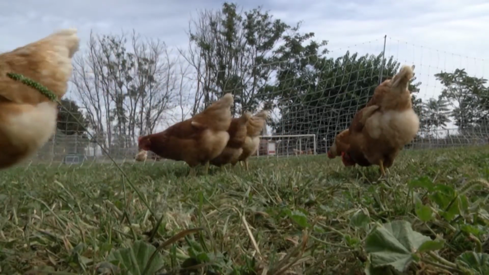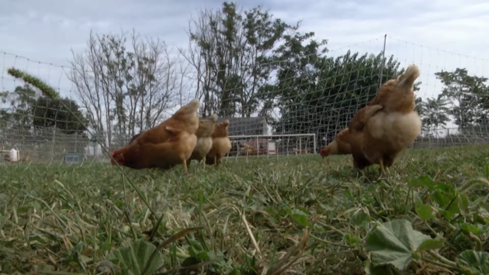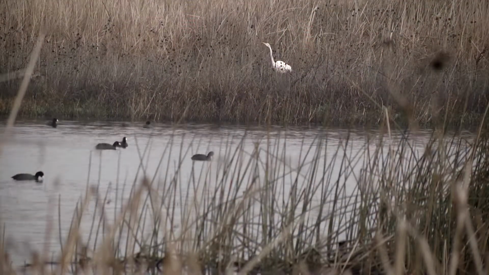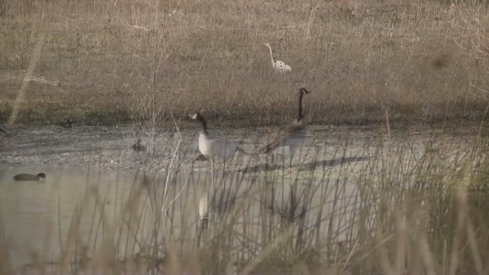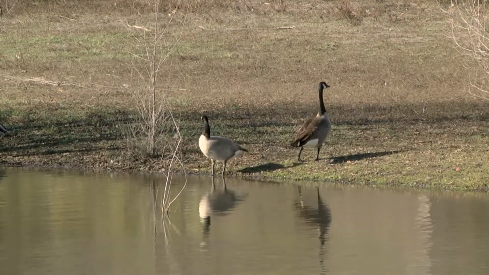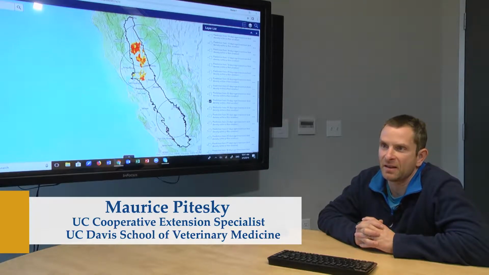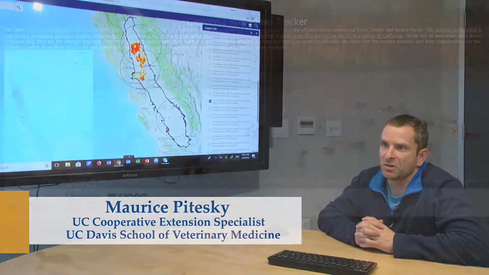If you are a backyard poultry owner or a commercial poultry owner, the risk of contact with avian influenza is a significant issue. While not all waterfowl carry avian influenza, it's such a devastating disease that we don't want any contact between the two.